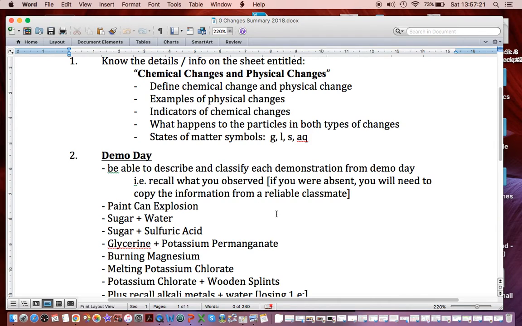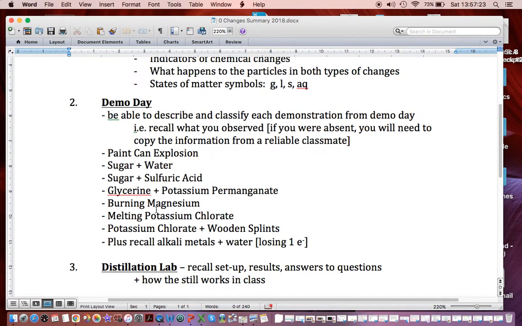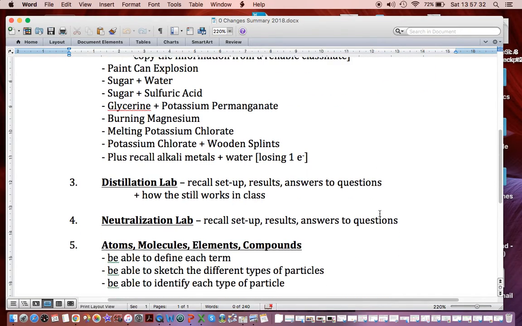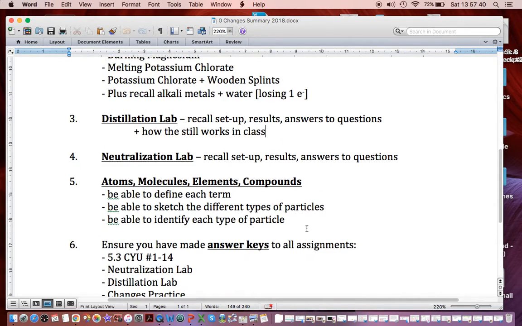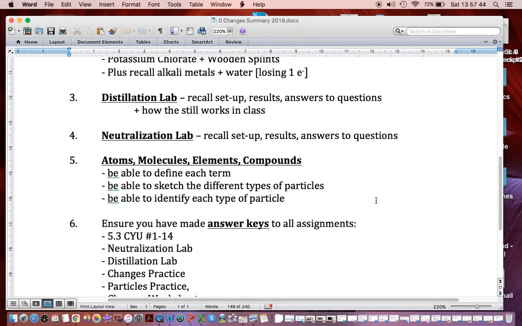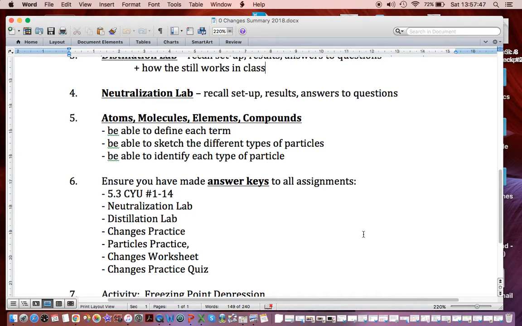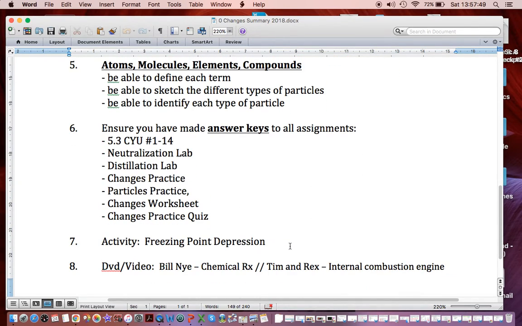You should recall demo day. So these were the different demos that were conducted, some in the fume hood, some in the class, and you should know if they're chemical or physical changes. Distillation lab we didn't have time to do, so you had to watch that via video. You did the neutralization lab, and you should know the difference between atoms and molecules and the difference between elements and compounds. And there are assorted assignments that we've done, and we did not get to the freezing point depression.